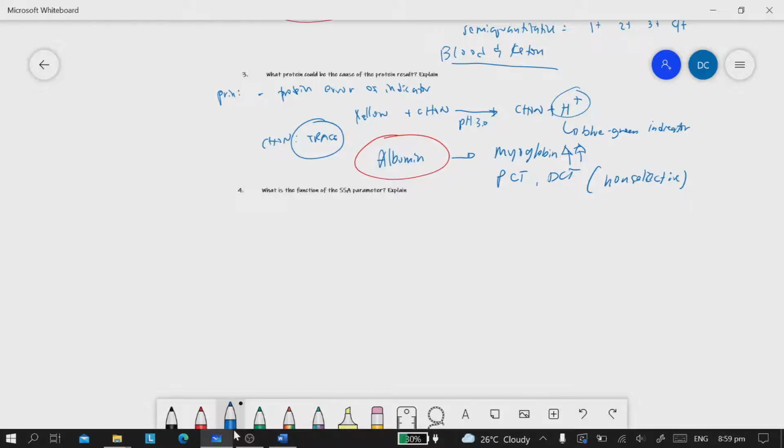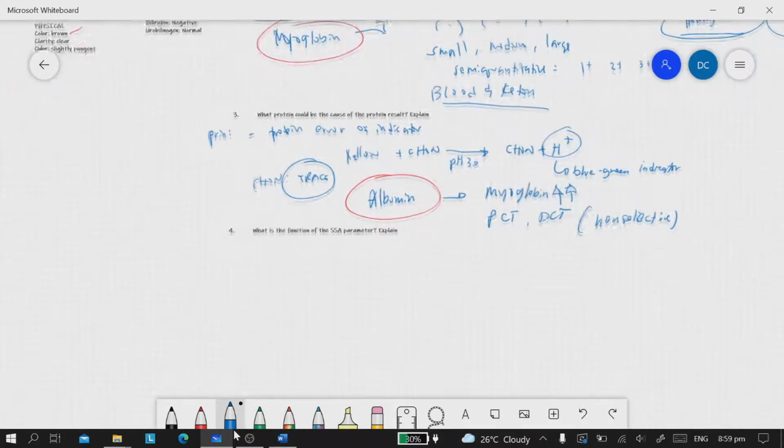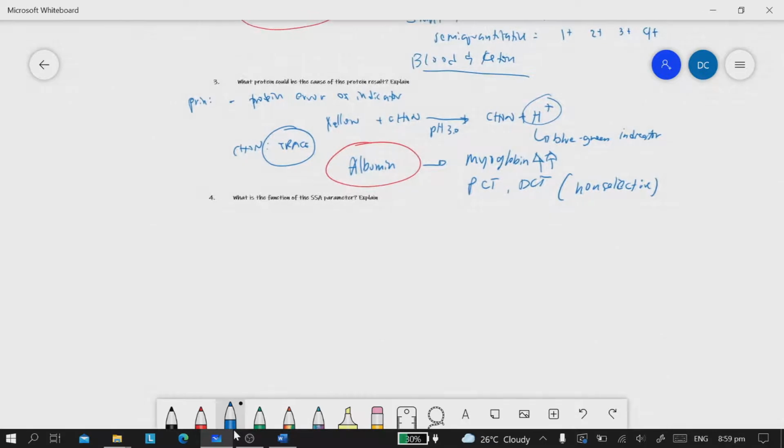Alright. Next and the last question, what is the function of the SSA parameter? This is not usual in the routine laboratory, no? What we usually do in the laboratory is we check for the physical. Then, after checking the physical, that would be the color, clarity. Alright. Then we proceed to the chem. So dipstick.